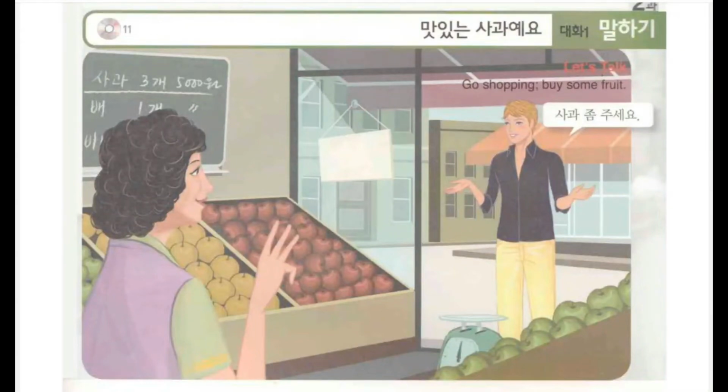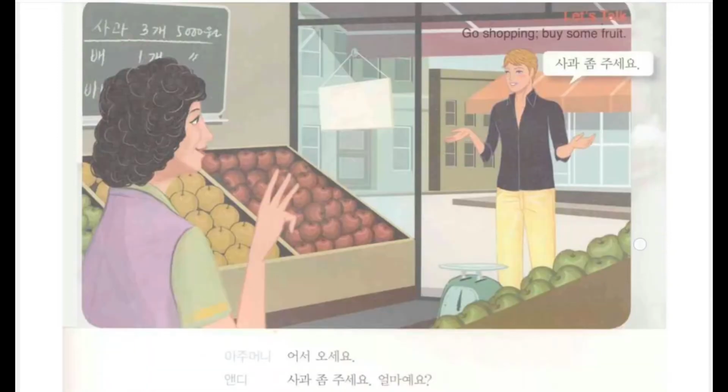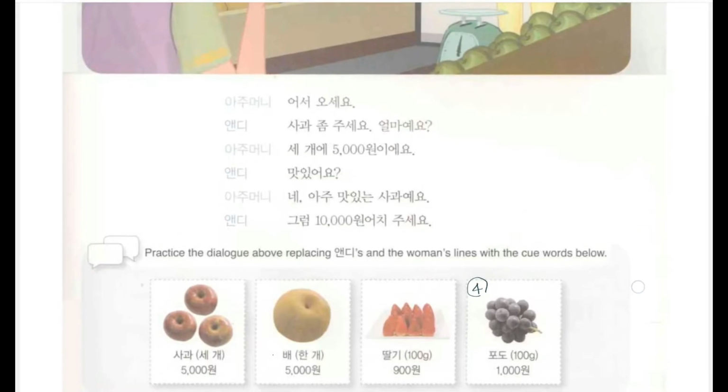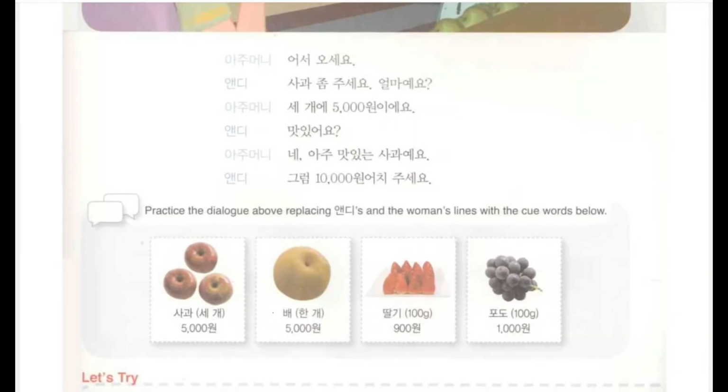The first dialogue titled 맛있는 사과예요. This is delicious apple. 자, our dialogue. Let's practice our dialogue. 제가 먼저 읽을게요. I'll read it first. 저를 따라하세요. Please repeat after me.